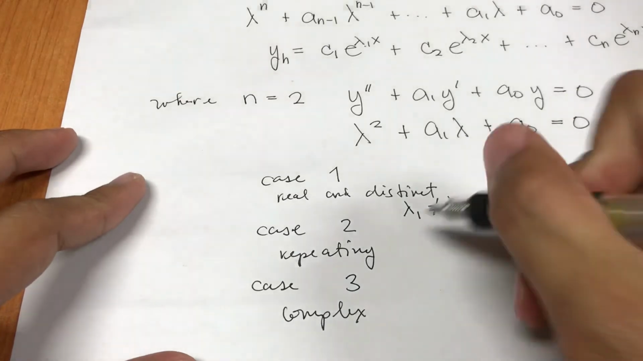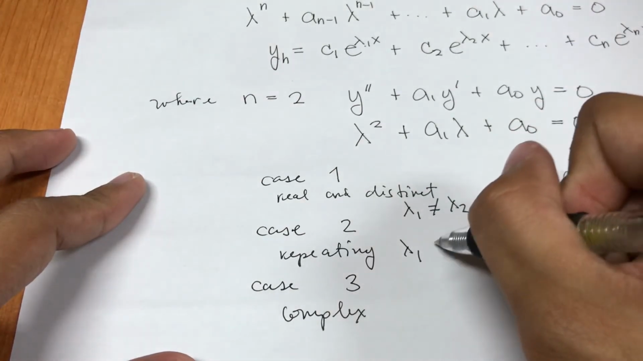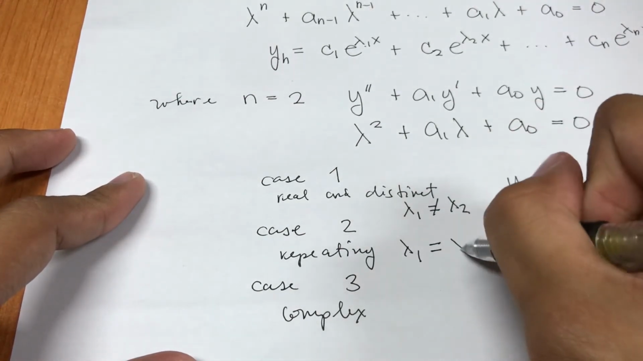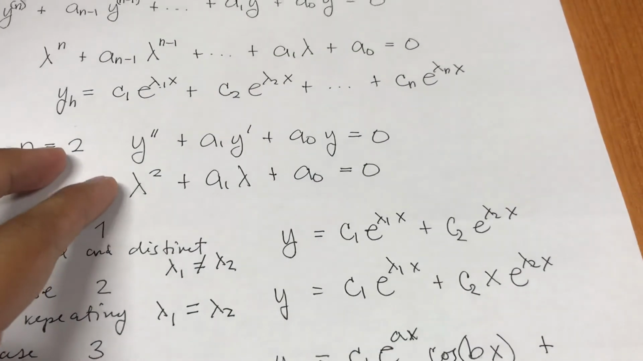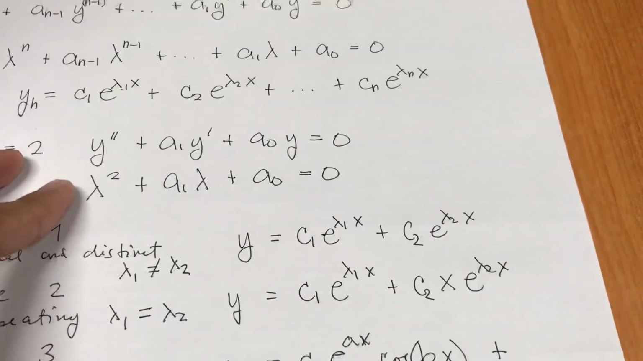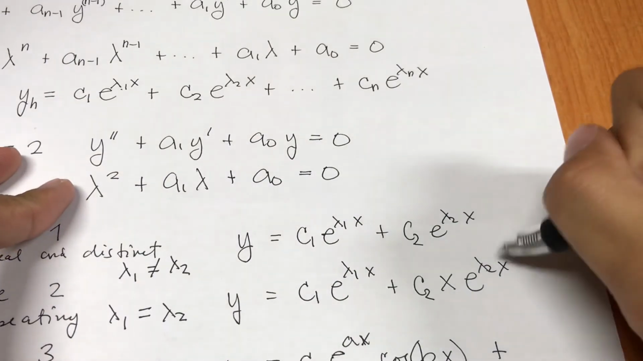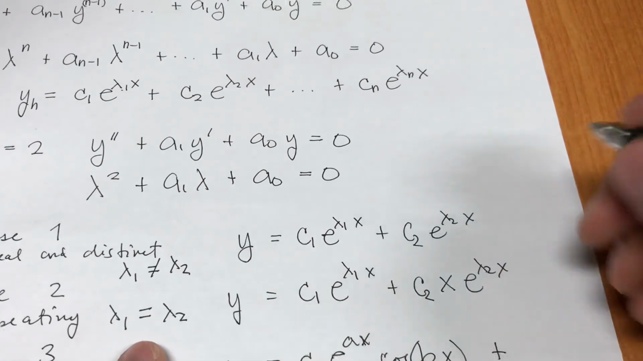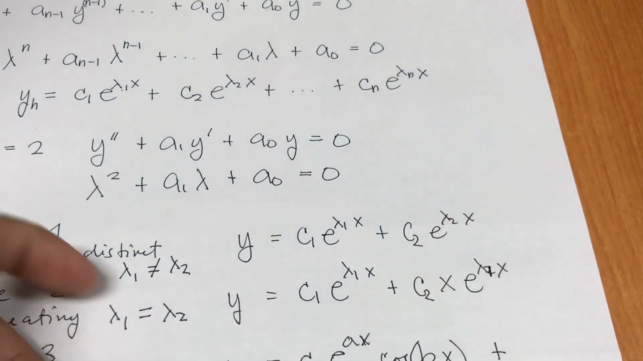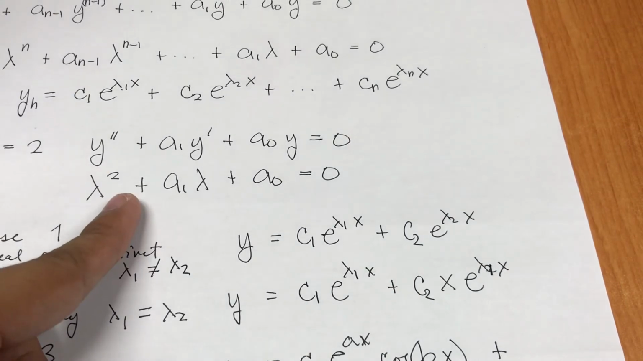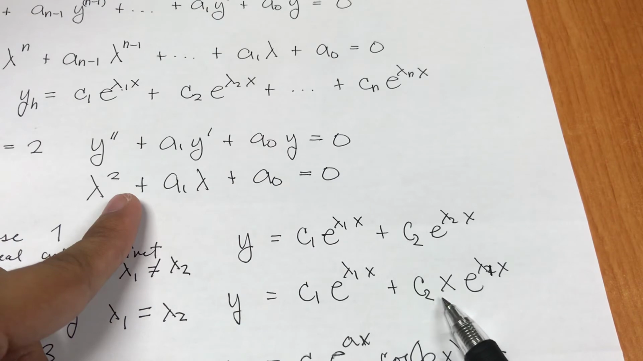What if the roots are repeating? Meaning lambda 1 is equal to lambda 2. Okay. So, this is a repeated root. Okay, this is the solution. If you compare it to the one above, so if lambda 1 is equal to lambda 2, it could also be lambda 1. It doesn't matter because they are the same. The only difference is that the second set of linearly independent solution has an x multiplied. Alright?